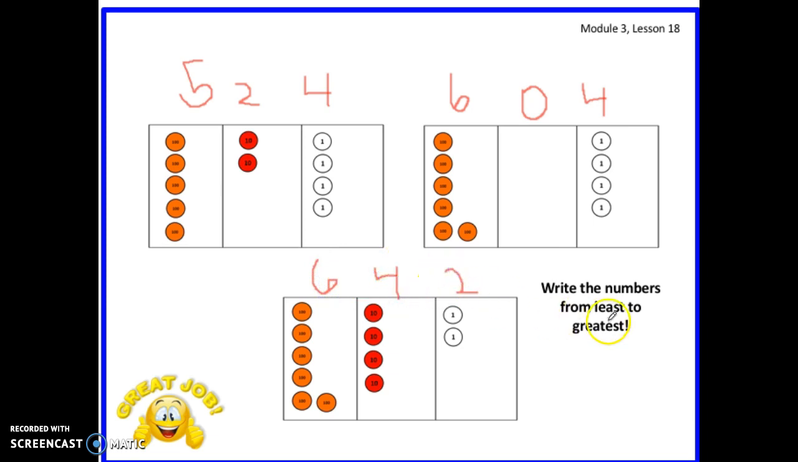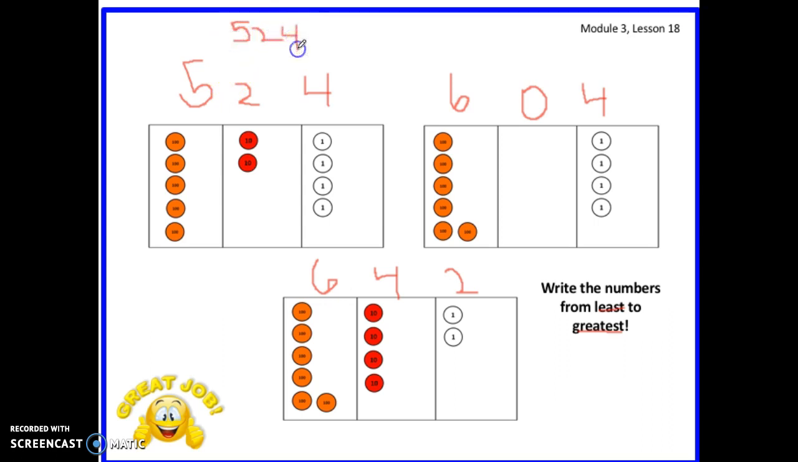Okay, so the directions are saying to write the numbers from least to greatest. Least means smallest, so I have to look. What is the smallest number? Well, the smallest number is this, 524. So I'm going to write 524.